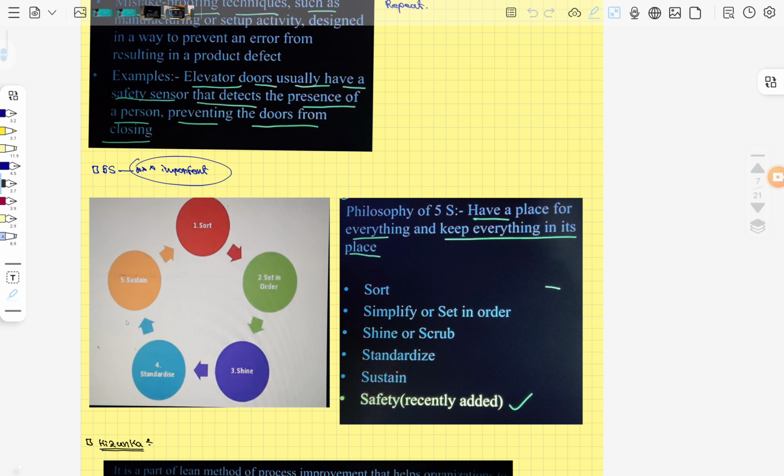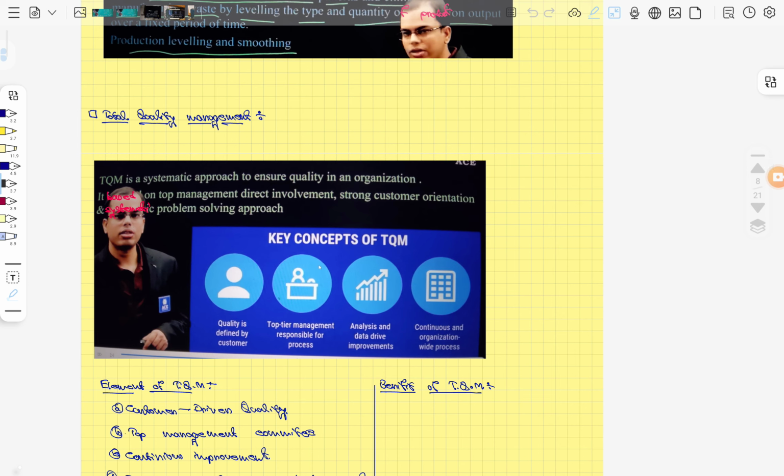Total quality management is a systematic approach to ensure quality in the organization. It is based on the top management's direct involvement and strong customer orientation. Quality is defined by the customer. Top management commitment is essential. Analytic data, improvement, and a continuous organization-wide process.